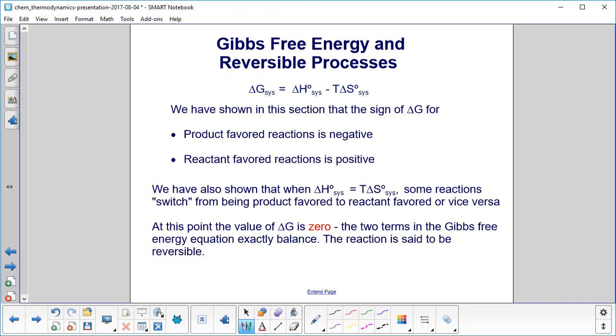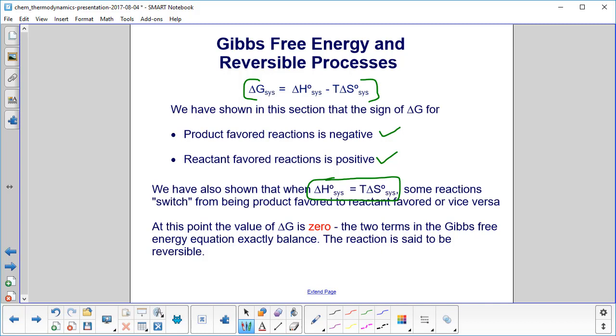Here's our equation for Gibbs free energy, because that's what we've been talking about. And we know that the sign of delta G for product favored reactions is negative. For reactant favored reactions, it's positive. Also, and here's our breakpoint for the temperatures, when delta H naught system equals T delta S naught system, some reactions switch from being product favored to reactant favored, or vice versa.